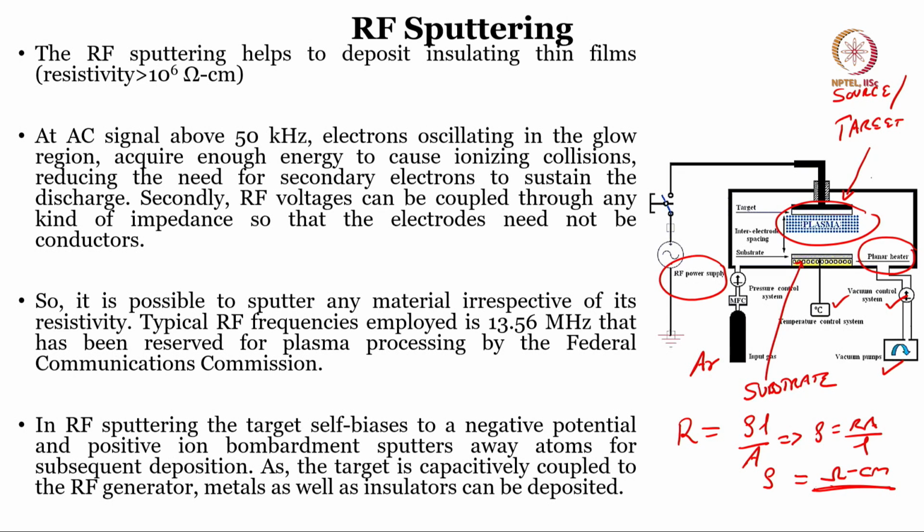Typically the RF frequency is, as I said, 13.56 megahertz. This is as per the Federal Communications Commission. In RF sputtering, the target is biased to a negative potential and positive ion bombardment sputters away the atoms for subsequent deposition. As the target is capacitively coupled to the RF generator, metals as well as insulators can be deposited. So we can use RF sputtering for depositing metals, insulators, and of course semiconductors.